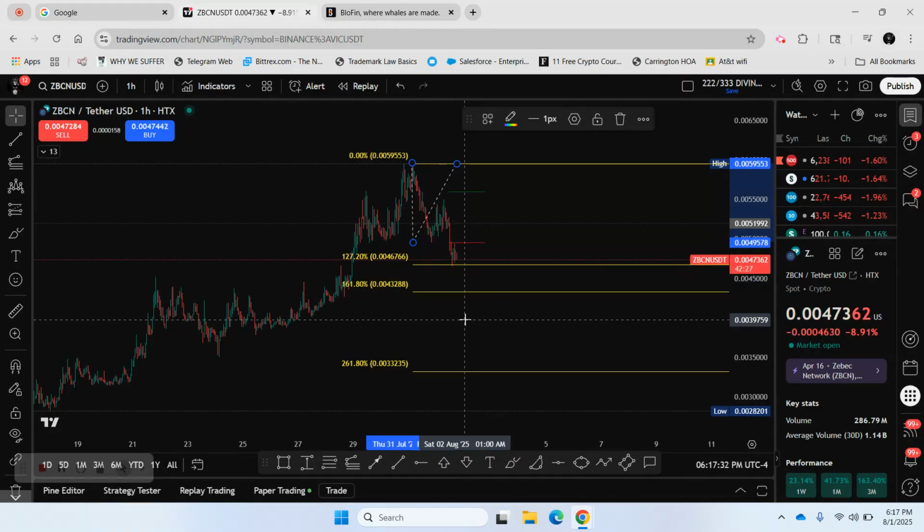So what I'm looking for is to add on a position at this 0.0043228 region. Now, worst case scenario, if we really get down here, we can get down to the 0.00332 area for the third extension. But mainly we really want to focus on these first two. We're going to hit this first one, looking for a little bit of recoil, and then we go back down and we hit these levels.